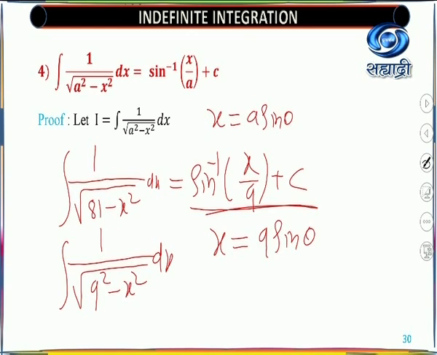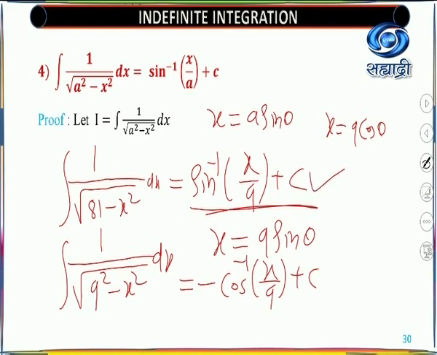But if you substitute x equal to 9 cos theta, what will be your answer? For the same question, your answer will be minus cos inverse x upon 9 plus constant of integration. So which answer is right? Both the answers are right.